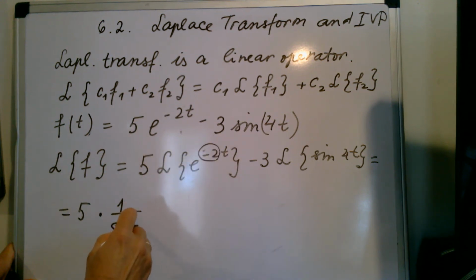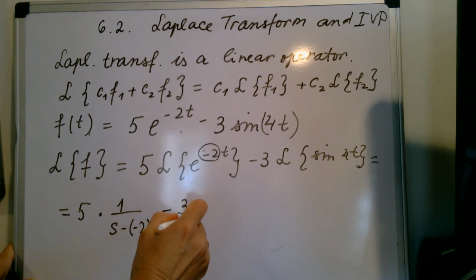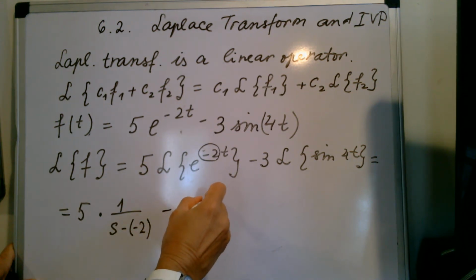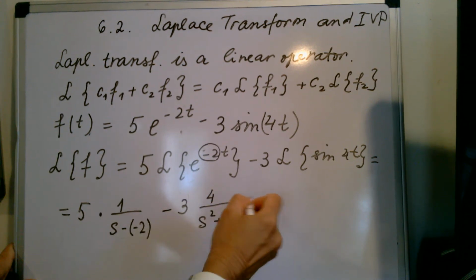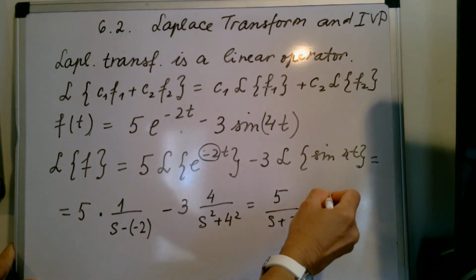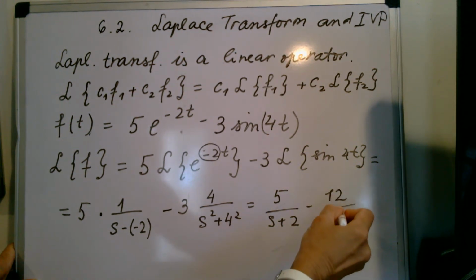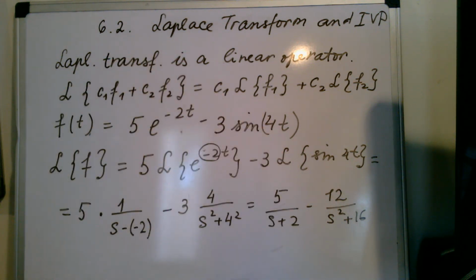So it's going to be 5 over s minus negative 2, and minus 3 times a over s squared plus a squared, right? My a is 4 here. I'm going to simplify it a little bit, but not much. It's 5 over s plus 2 minus 12 over s squared plus 4 squared. Well, 4 squared is 16 actually, so I'm just going to write down 16. We just found Laplace transform very easily from this expression, knowing that Laplace transform is a linear operator.